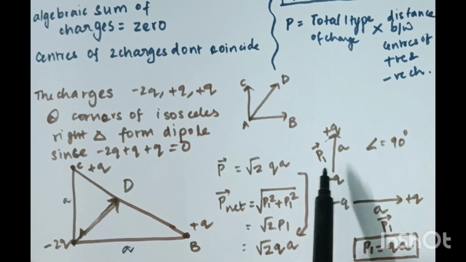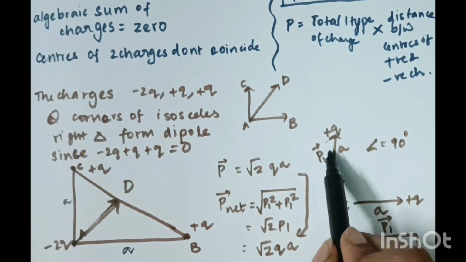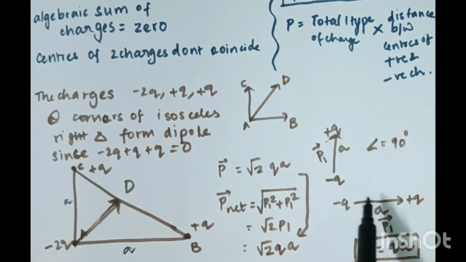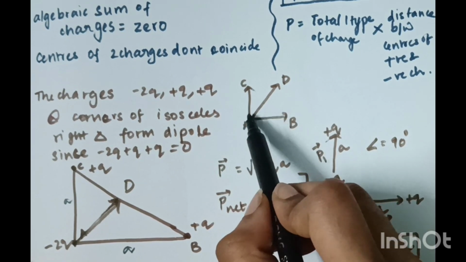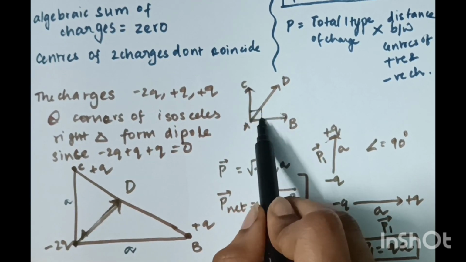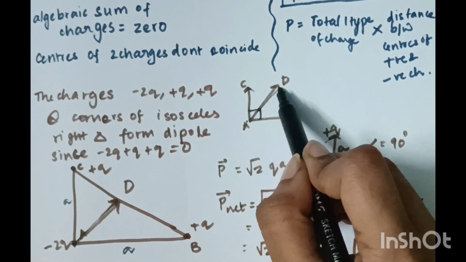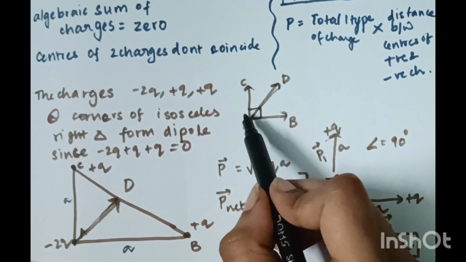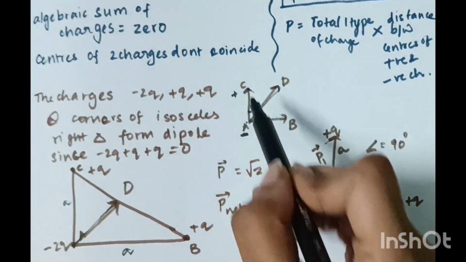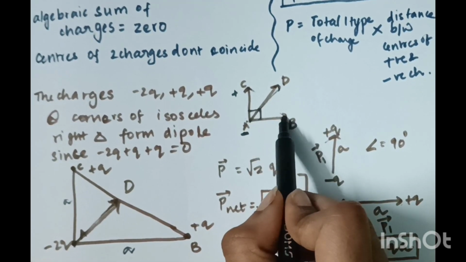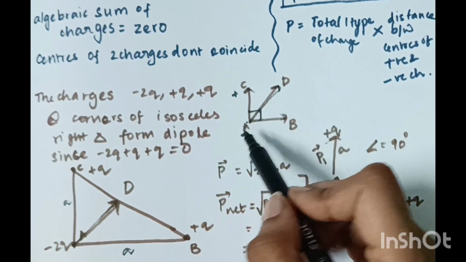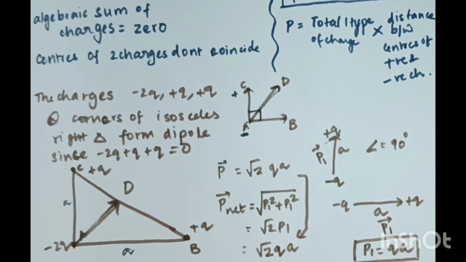So this can be taken as a vector addition. This dipole moment is in this direction, and this dipole moment is in this direction. They are at right angles to each other. So if this is one dipole moment and this is another, the resultant will be in this direction. Please see, here the minus is there and here plus is there, so its direction is from minus to plus. So even the net dipole moment will be directed from A to D, from minus to plus. That is what you have to understand.